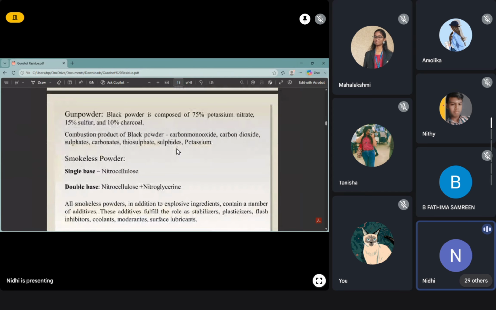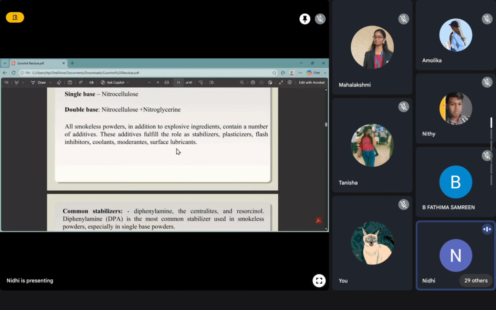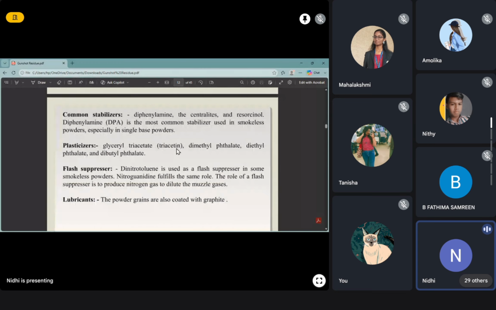Then gunpowder we have already studied yesterday. Smokeless powder, single base and double base, we studied yesterday. Then these are the stabilizers: diphenylamine, the centralites, and resorcinol. Diphenylamine, which is DPA, is the stabilizer used in smokeless powder, especially in single base powders. Then comes the plasticizer glyceryl triacetate, which is triacetin. We have just heard this name of glyceryl triacetate. Then comes dimethyl phthalate, diethyl phthalate, and dibutyl phthalate.